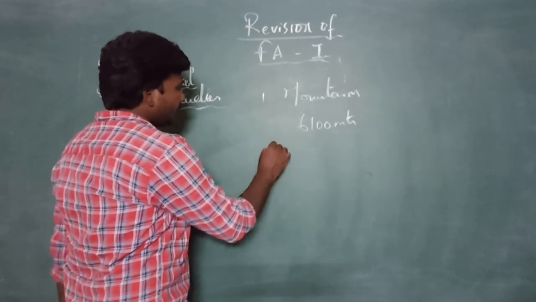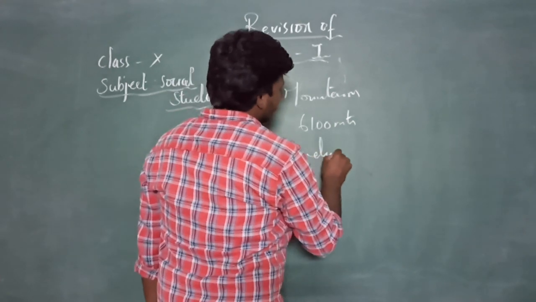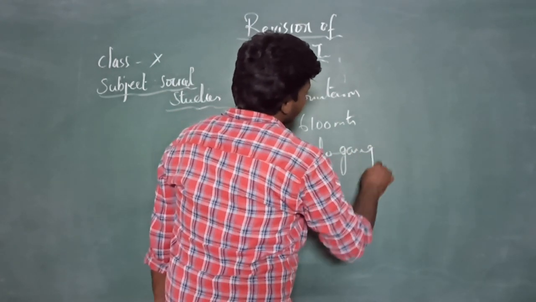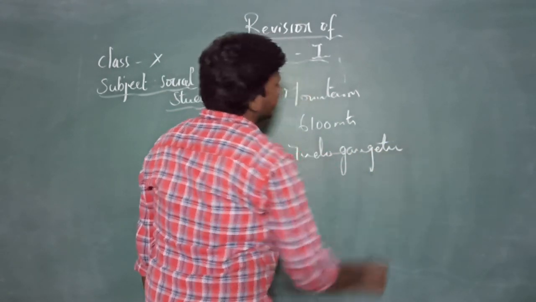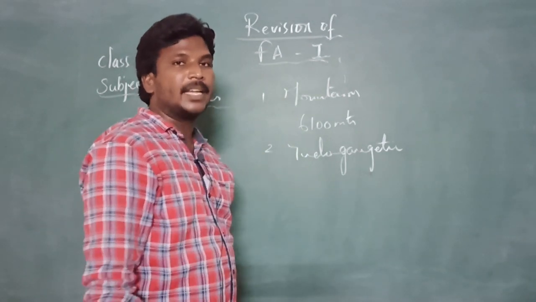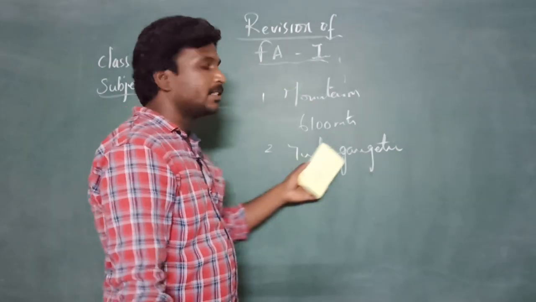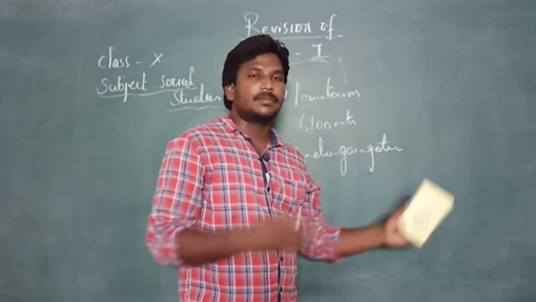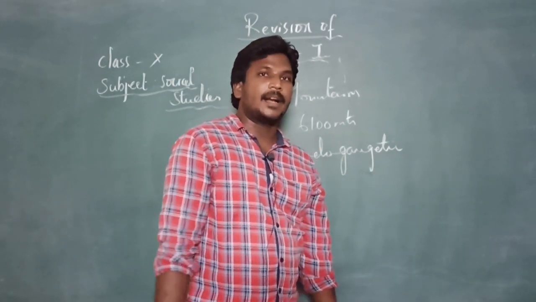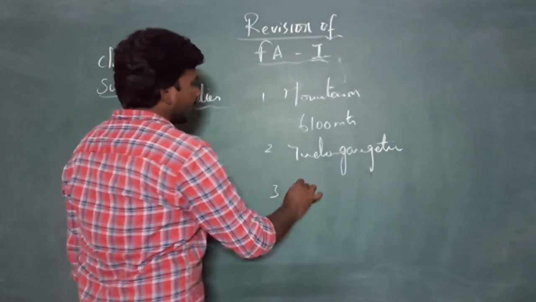Next, the Indo-Gangetic plains. These are the plains formed by the 3 rivers in the northern part. As I have discussed, the rivers made these plains, right? And plateaus.